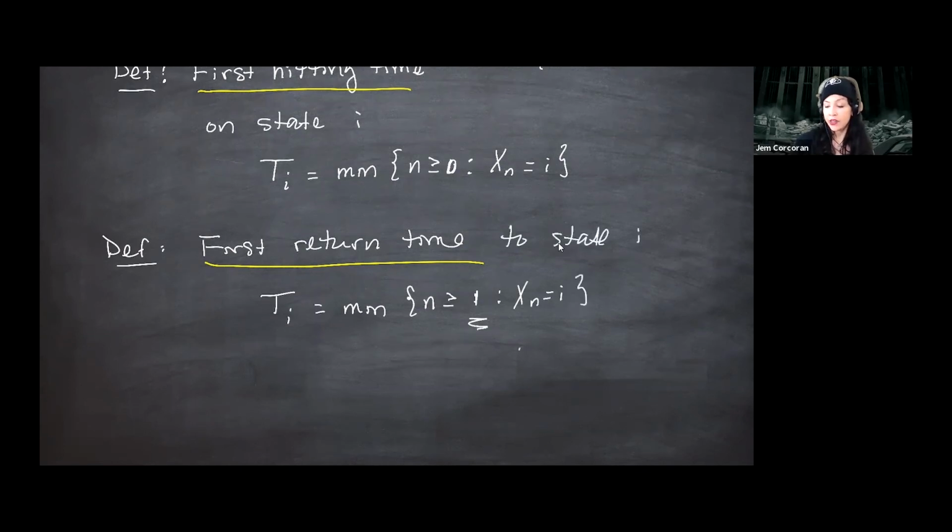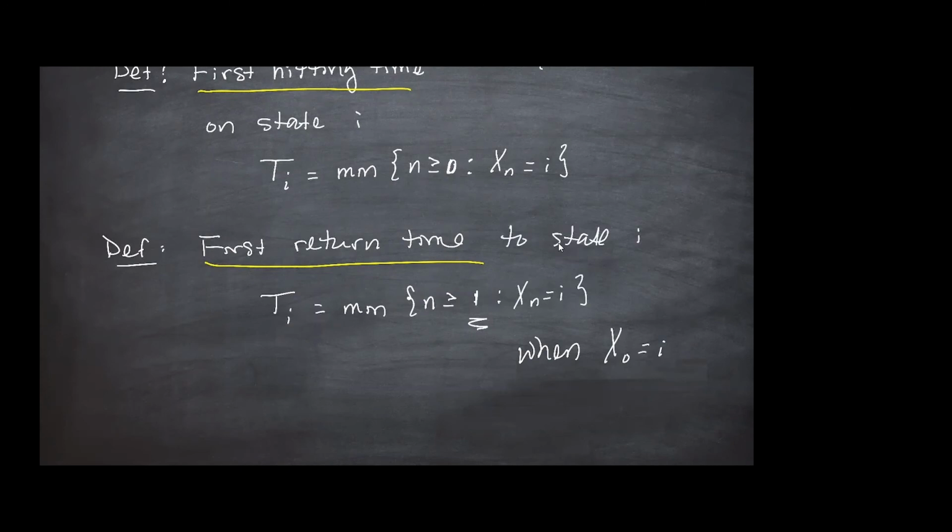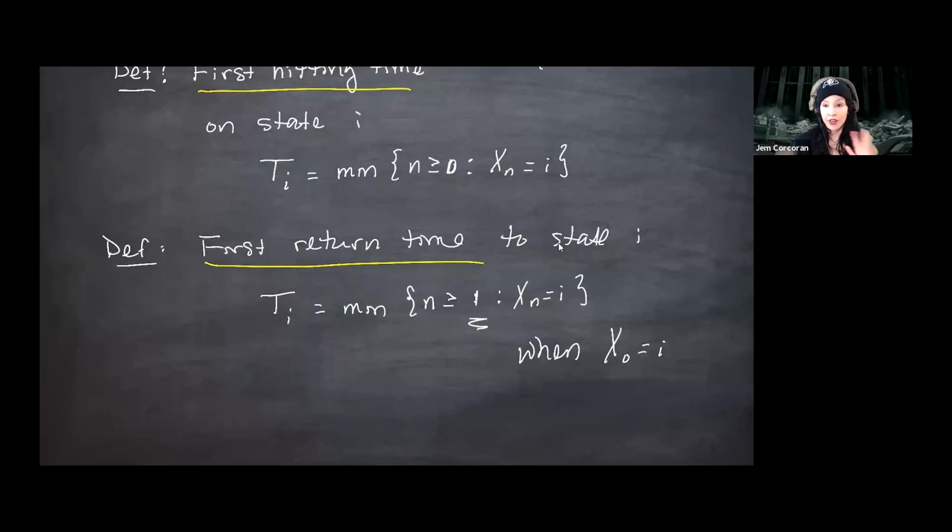And this is kind of conditional. It's when you start at i. These are random variables. Yeah, thank you, very good point. We want to talk next about their distribution and the expected values, and these are going to be how we define recurrence. We're going to define a state to be recurrent if the first return time is finite with probability 1. We're setting these up for definitions, but yes, they're random variables.